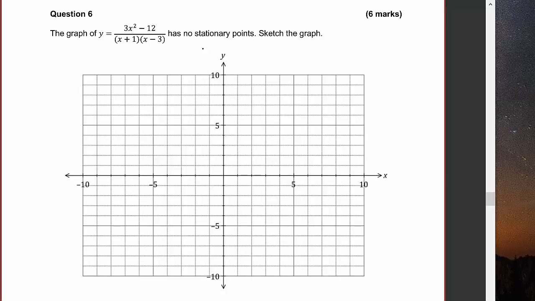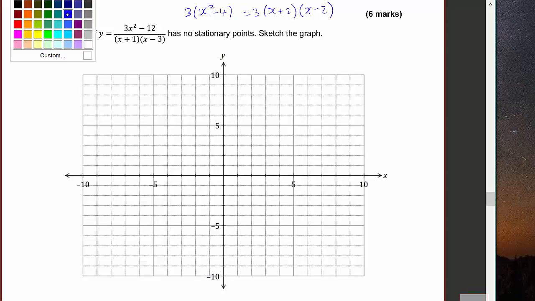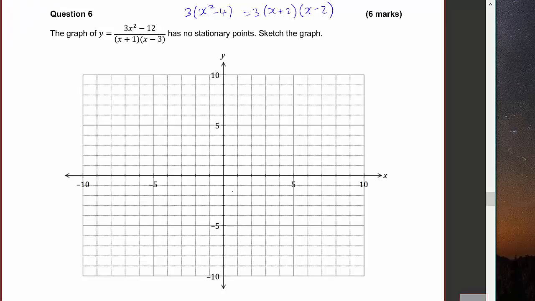The graph given here has no stationary points. Sketch the graph. Let's just have a quick look at the top there. 3x squared minus 12. So that's 3x squared take away 4, which is 3(x + 2)(x - 2). So that will give me the x-intercepts, won't it? So I can mark down my x-intercepts as being 2 and negative 2.